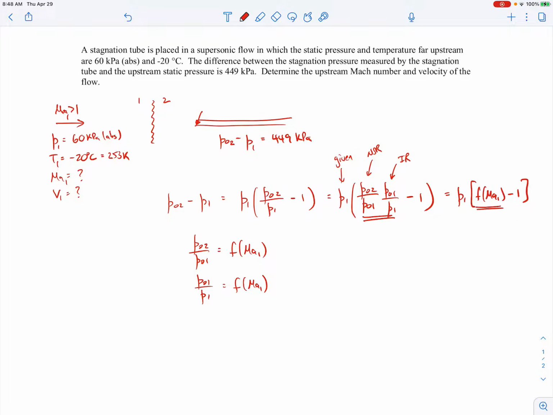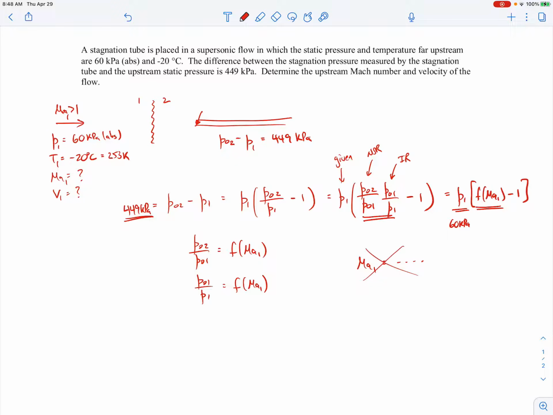Okay, so now that we have that, you'll see that we now have an equation, right? So the P02 minus P1, that was the 449 kilopascals. And that's equal to P1, which we know is 60 kilopascals, and then a function of Mach number 1, which is what we're trying to solve for. This is a complicated expression, right? When you combine these together, it's a complicated expression. You're not just going to get an equation where it says Mach number 1 is equal to something and then solve it, right? That's not going to happen. It's a much more complicated equation.